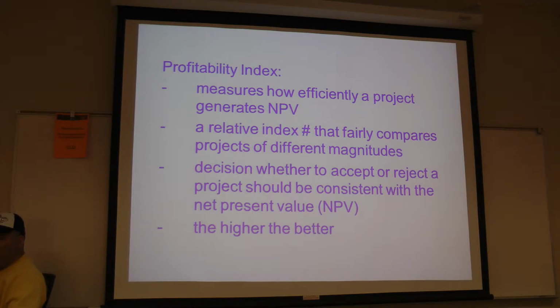So what if you have one project that's worth $100,000 and another of $2 billion? Your profitability index will tell you which one is more efficient in generating net present value, even though there's a big difference in the magnitude of those expenditures. Now, the decision whether to accept or reject a project using the profitability index should be consistent with the net present value decision. With your profitability index, the higher the better also.